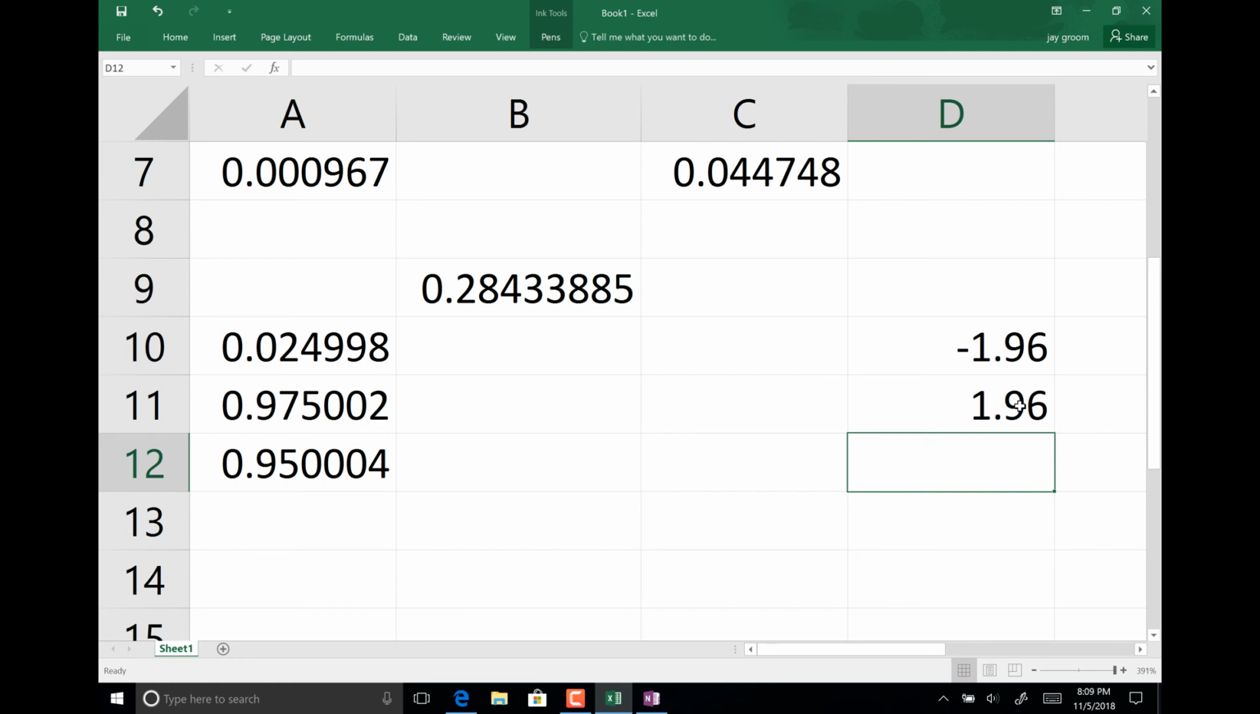Wait a minute. Didn't we learn by the empirical rule that 2 deviations was 95%? No, we said it was approximately 95%, yes? Plus or minus 2 is pretty close to plus or minus 1.96, yes? So approximately 95%. That's good.